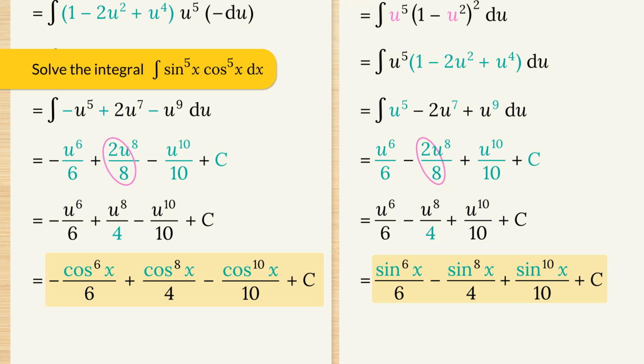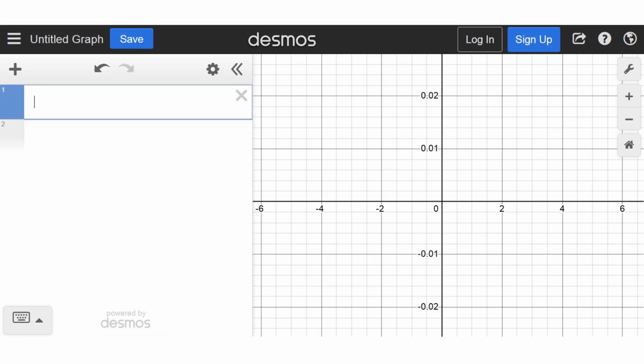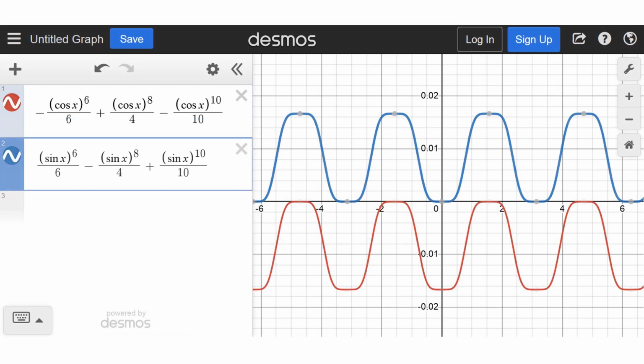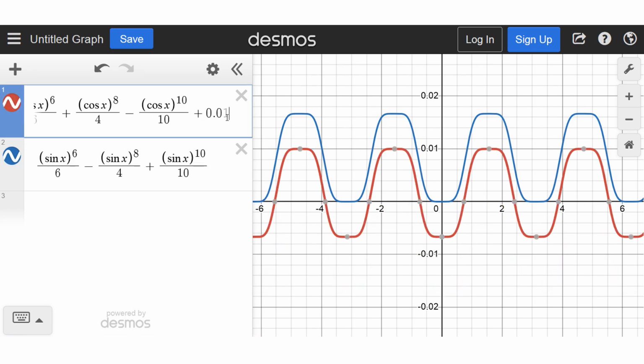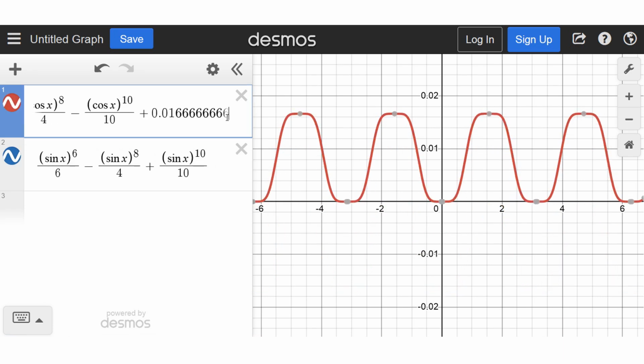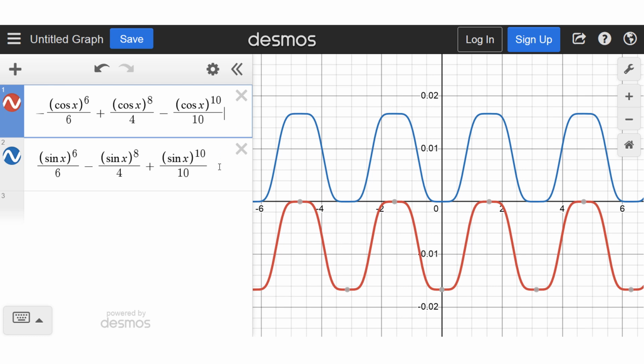Our two answers look a bit different. We can graph our answers on a graphing calculator like on Desmos to verify our answers. The two curves should be parallel. The difference is that plus c. If we move a curve either up or down by 0.016666 units, we would in fact have overlapping curves. So yes, our two answers are both correct.